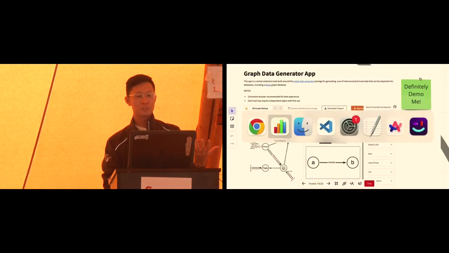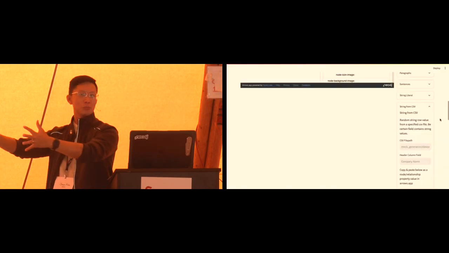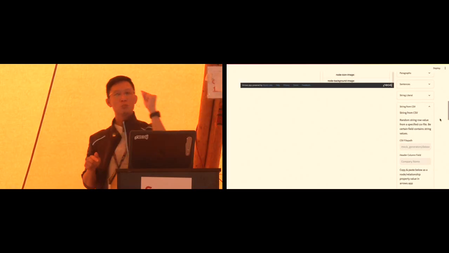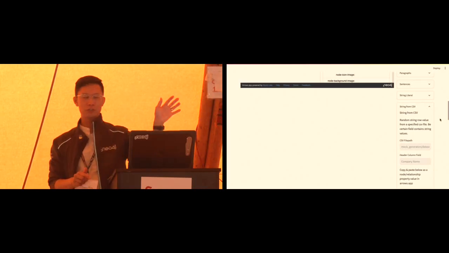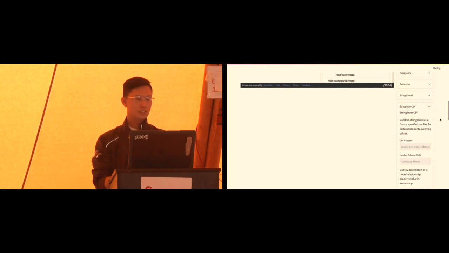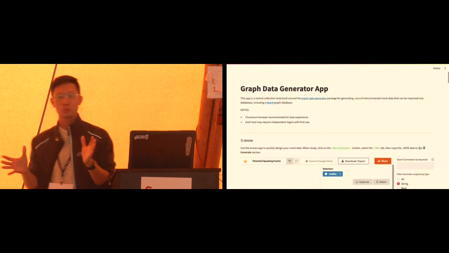This one I like, string from CSV. So if you have a CSV file, like say you use ChatGPT to generate a whole list of imaginary theme park rides, you could put that somewhere that's publicly accessible, point this to that, and the app will randomly select from that list that you've generated from other services. All right, demo that.